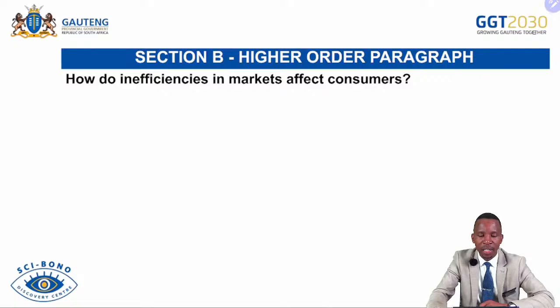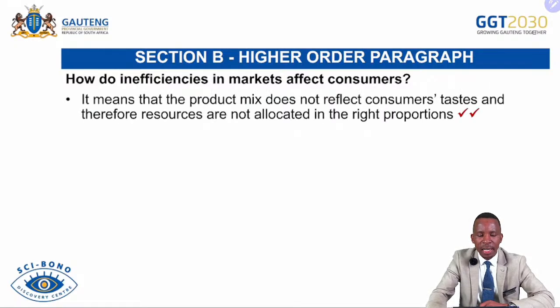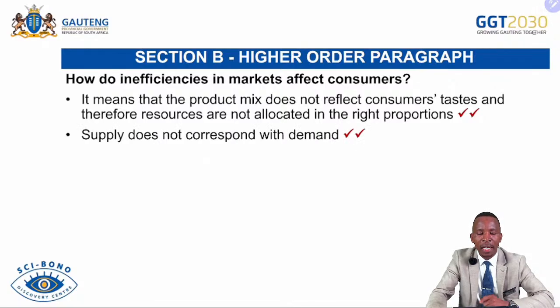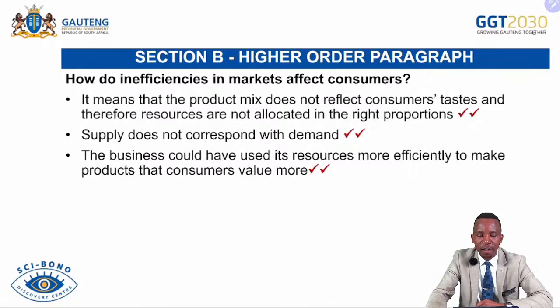We continue. How do inefficiencies affect consumers? It means that the product mix does not reflect consumer taste, and therefore resources are not allocated in the right proportions. Resources are not well allocated to their optimum level, or some resources are available but they are underutilized, or some are wasted, rather, making firms not able to produce goods at the right combination. Supply does not correspond to the demand. There may be either oversupply or undersupply within the economy. The business could have used its resources more efficiently to make products that consumers value the most.